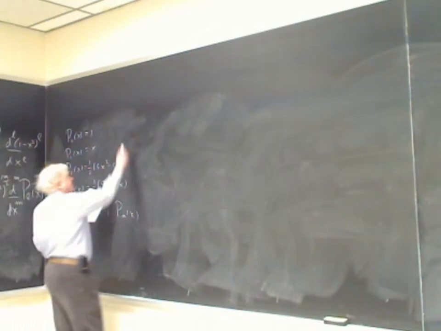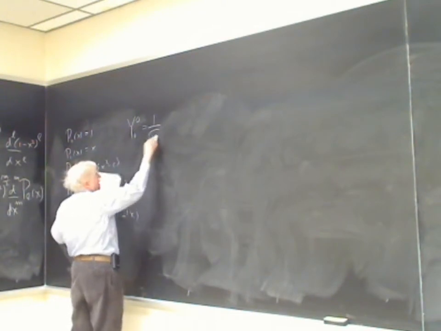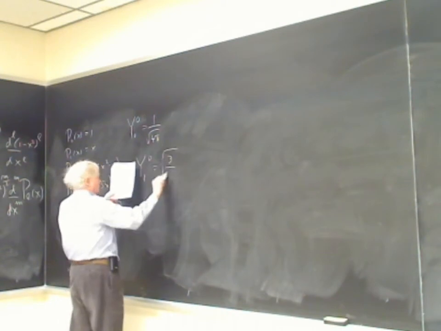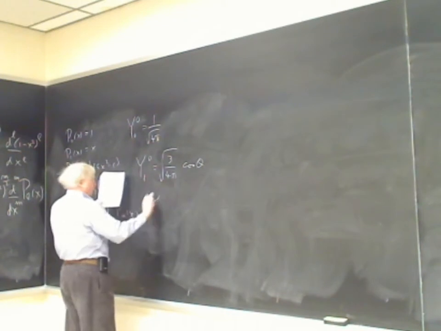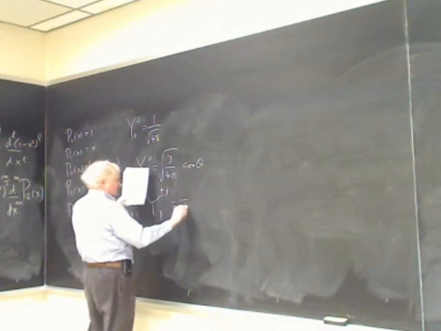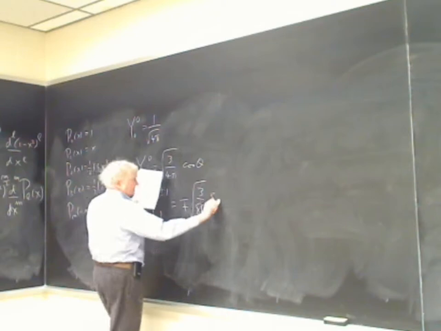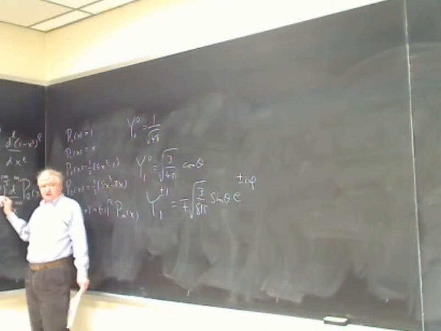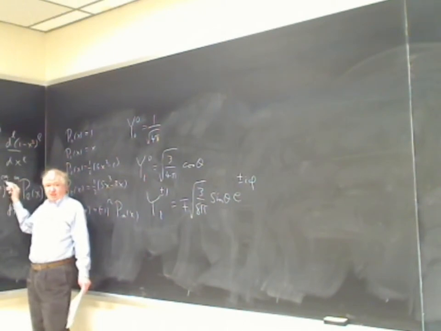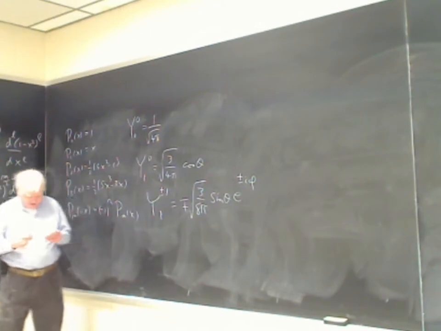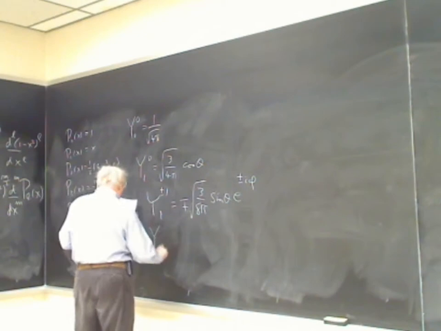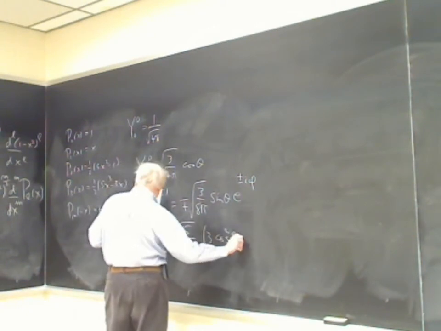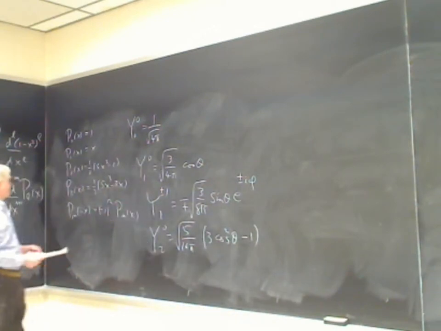The Y's are pretty simple also. Y 0,0 is just 1 over the square root of 4 pi. That's so that you have the normalization, right? Y 1,0 is square root of 3 over 4 pi cosine theta. Y 1, plus or minus 1 is minus or plus square root of 3 over 8 pi sine theta e to the plus or minus i phi. Notice that if x is cosine theta, 1 minus x squared is sine squared theta. If you raise that to the power m over 2, it's just sine theta to the m. So that's why these funny factors occur. Y 2,0 is square root of 5 over 16 pi, (3 cosine squared theta minus 1). So the Y zeros are essentially just the P's.